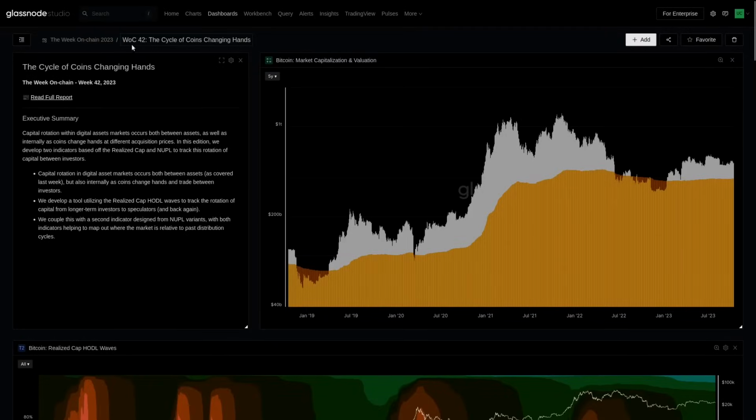Okay, so here we are starting in our week on chain 42 dashboard. We're going to start, again, coming back to basics. What is the realized cap? Well, the realized cap, which you can see here in orange, is essentially the on-chain market cap. What it's describing is the value of every coin at the price when it last moved.